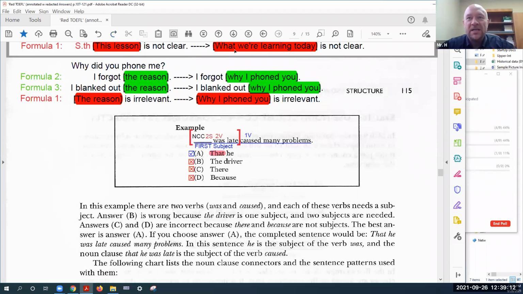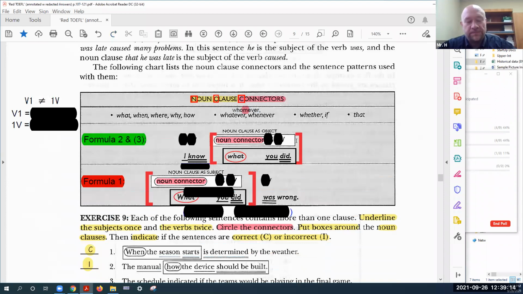Okay. All right. So let's go down. Look at these. What is on the left? What is verb 1, guys? Or V1, sorry. What is V1?